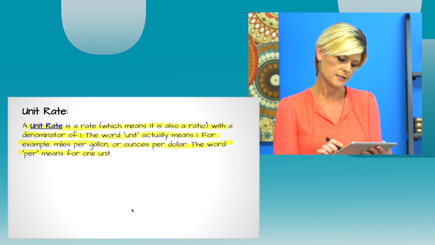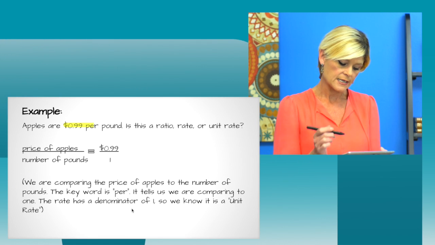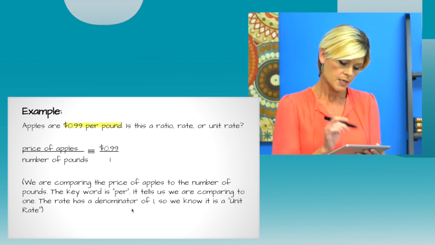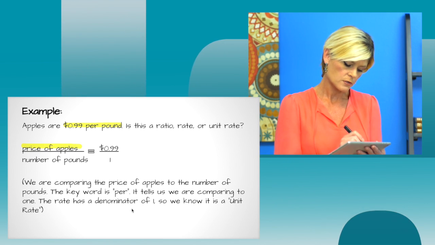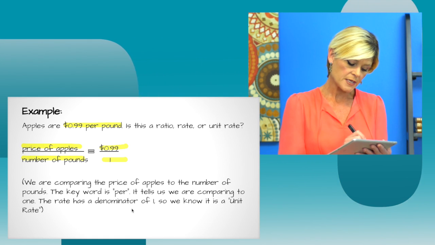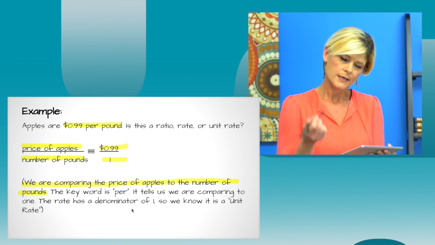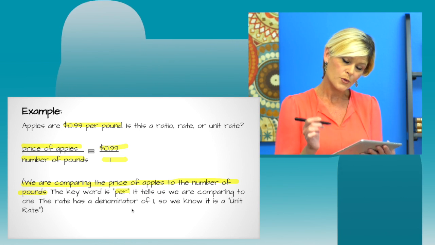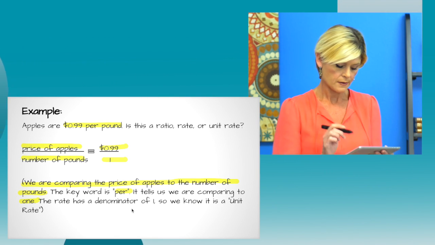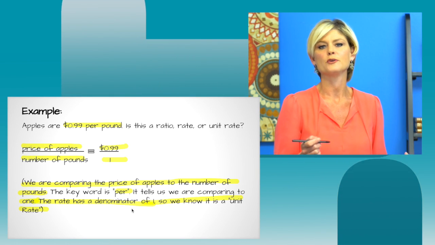Let's take a look at an example of a unit rate. Apples are 99 cents per pound. Is this a ratio, rate, or a unit rate? So I've set it up as price of apples over number of pounds, and 99 cents over 1. So basically, we're comparing the price of apples to the number of pounds. The key in this problem is the word per. It tells us that we're comparing to how many? 1. The rate has a denominator of 1, so we know that that will be our unit rate.